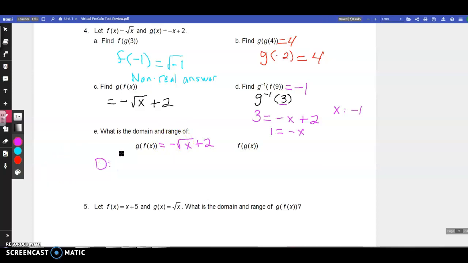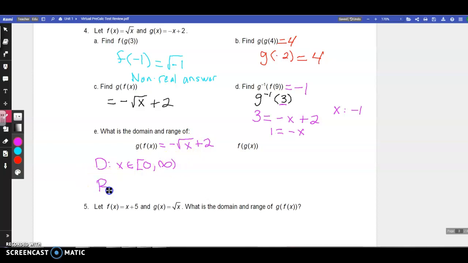The domain you should be able to do without a calculator, I would think. Remember, what is my red flag? When I have a square root function, my red flag is I don't want to have any negatives under the radical. So my domain would be the set of all x values contained in, not a parenthesis, contained in 0, 0 is good, all the way up into infinity. I have nothing to worry about unless this is a negative number under the radical. As long as it's 0 or positive, I'm good to go.